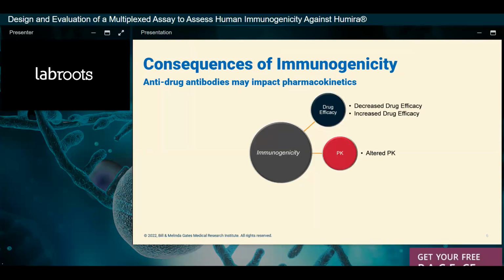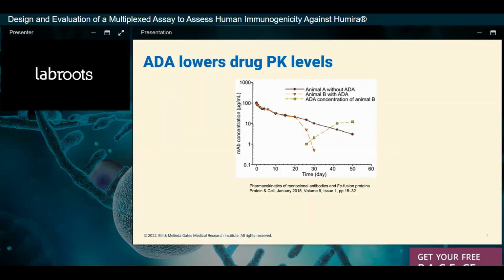The other thing that these anti-drug antibodies can do is alter the pharmacokinetic, or PK, profile of the drug. I've got a quick figure here that shows what that looks like. This was published back in January 2018. What you're looking at here is the concentration of a biologic, in the form of a monoclonal antibody, given to animals. You can see over time that the levels of that drug slowly degrade, as expected.